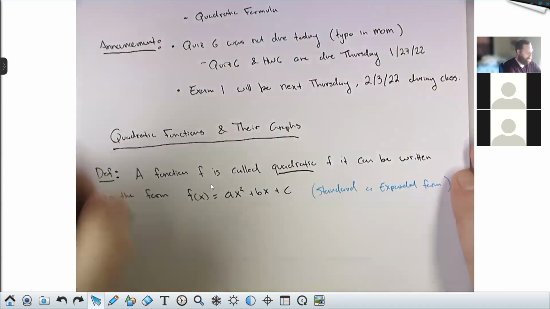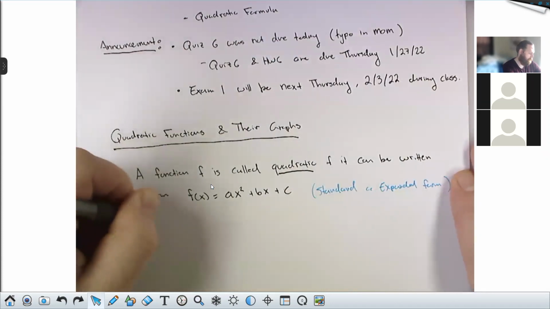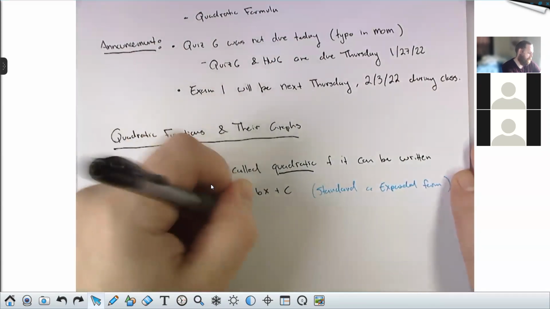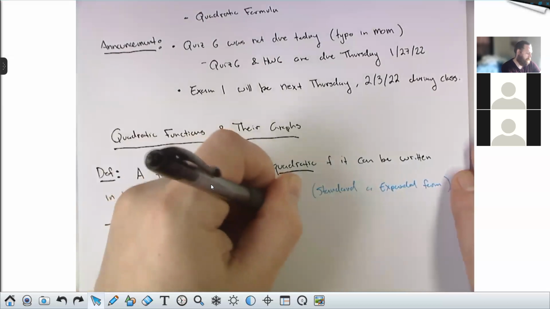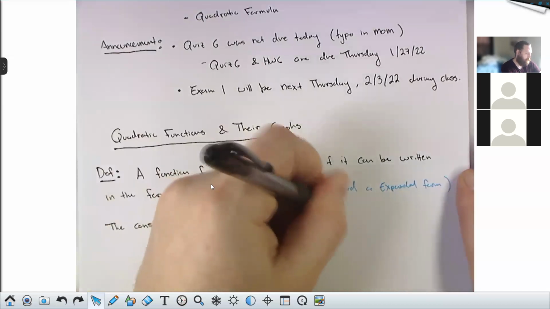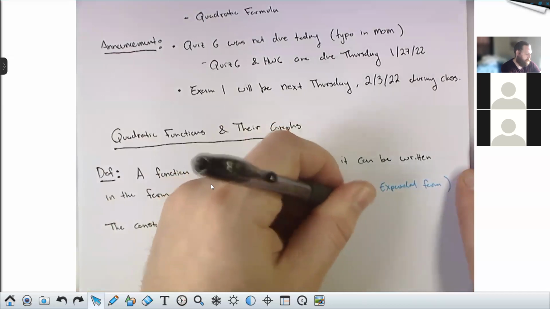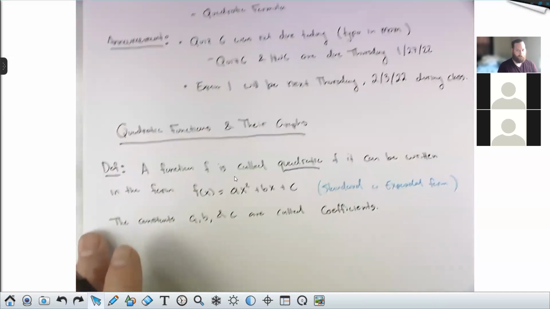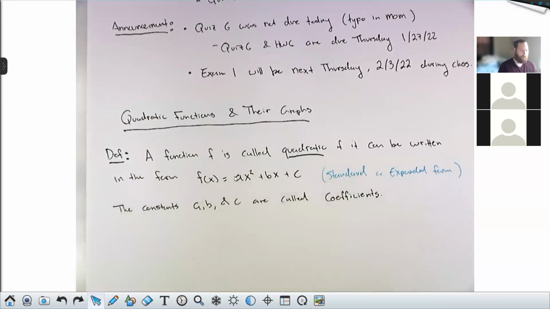The numbers a, b, and c, the constants a, b, and c, are called coefficients. And they completely determine the quadratic. So if you tell me what a, b, and c are, then you've told me what the quadratic function is. There's only one quadratic with each set of coefficients.